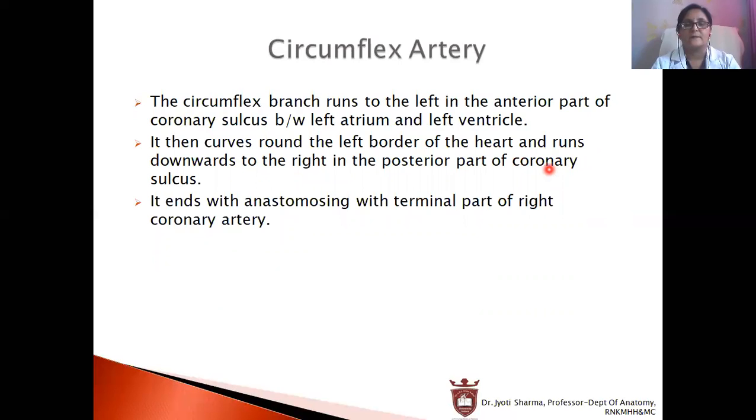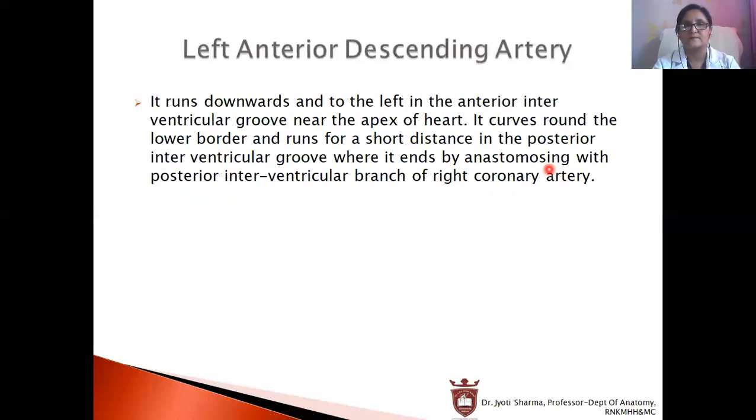Circumflex artery is a branch that runs to the left in the anterior part of coronary sulcus between left atrium and left ventricle. It then curves down the left border of heart and runs downwards to the right in the posterior part of coronary sulcus. It ends by anastomosing with terminal part of right coronary artery.